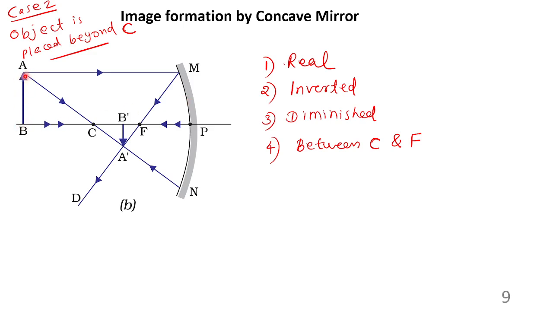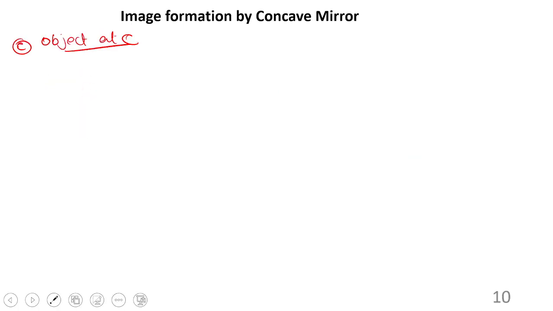Next time I am going to keep this candle at C. Let us see what happens. I am going to keep this candle at C, the center of curvature. I will explain step by step. We have a mirror. What kind of mirror is this? Concave mirror. On the right side there is a coating.